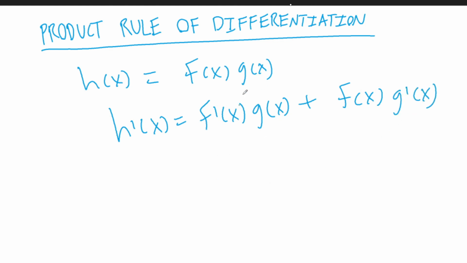And you can also think of this as the derivative of the first, right? So we can call that first prime times second as it is, plus first as it is times derivative of the second, or second prime.